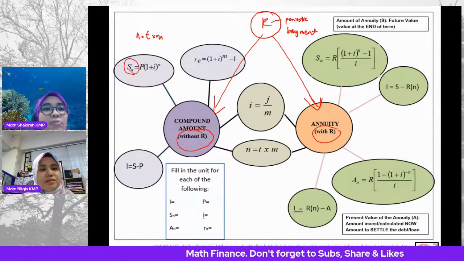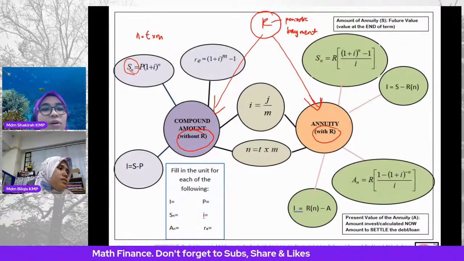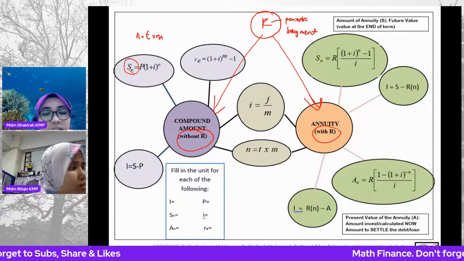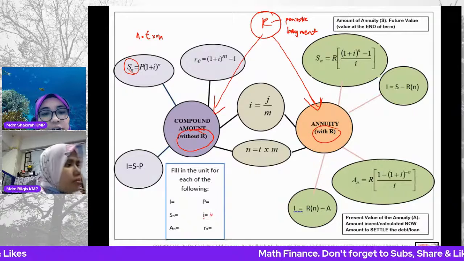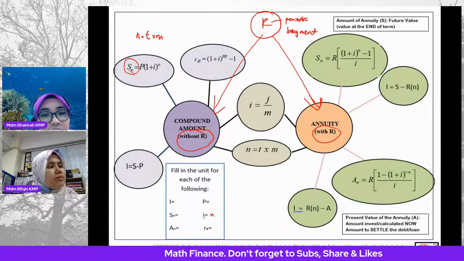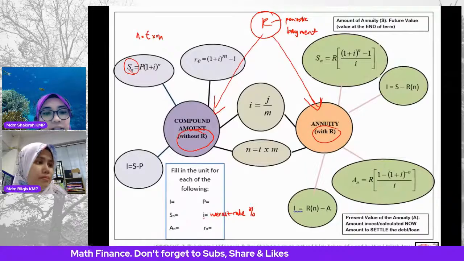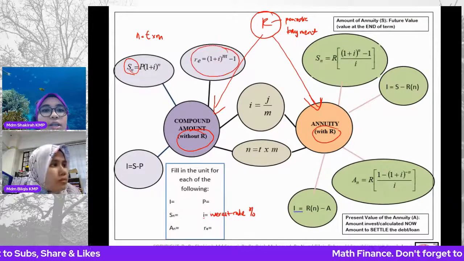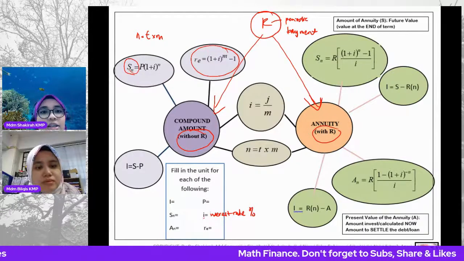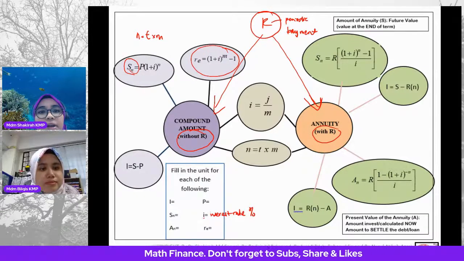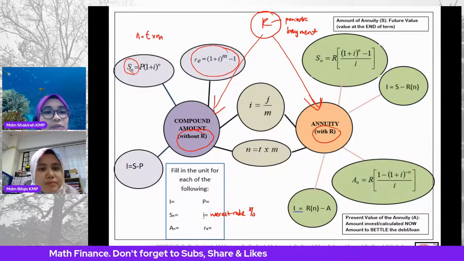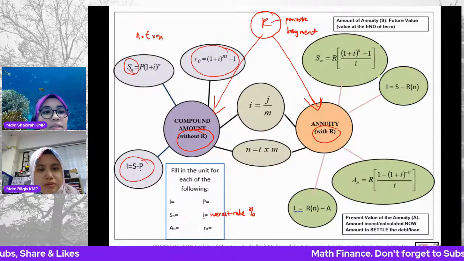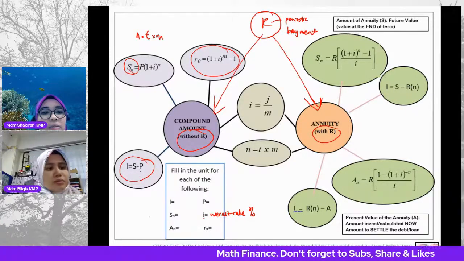So Sn equals to P(1 plus i) to the power of n. So here i is your what? Small letter i is for interest rate. Percentage. Okay, must be in percentage. And then you have the second formula, which is effective rate. RE equals (1 plus i) to the power of m, minus 1. And then I equals to S minus P, which is amount minus principal. Your amount minus principal.